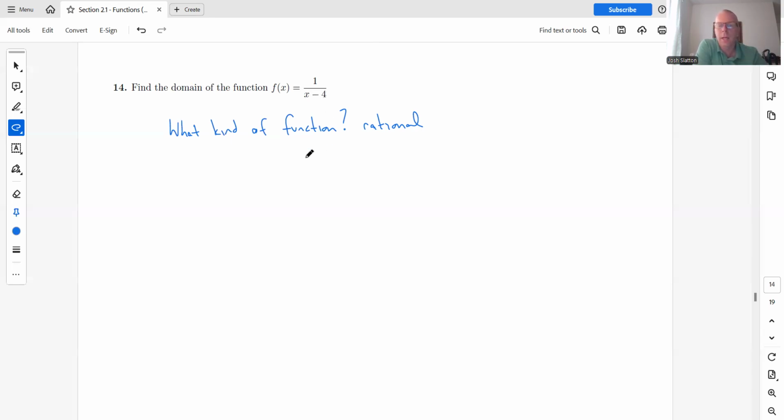So how do you find the domain of a rational function? Set the denominator equal to 0. Solve for x. That number, whatever x is, is not in the domain. Everything else is. So x minus 4 equals 0, so x equals 4 is not in the domain. Everything else is.